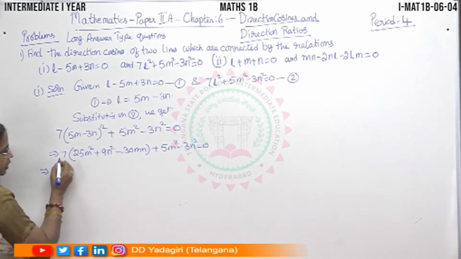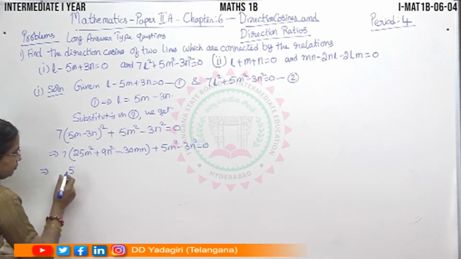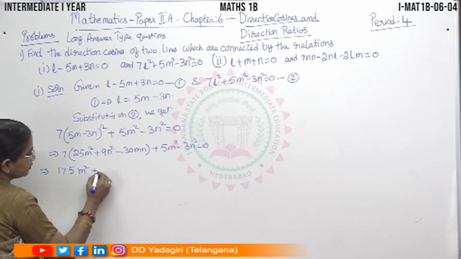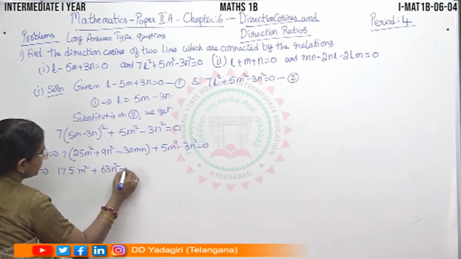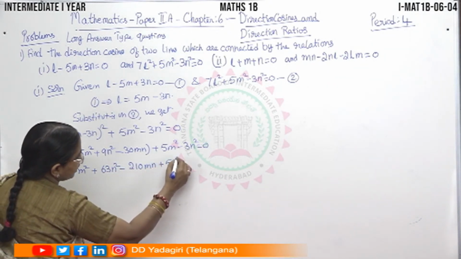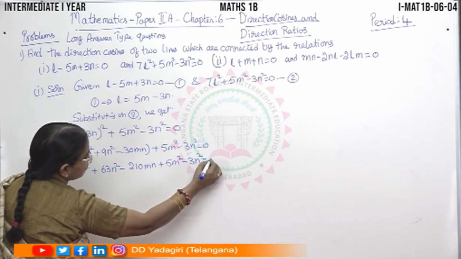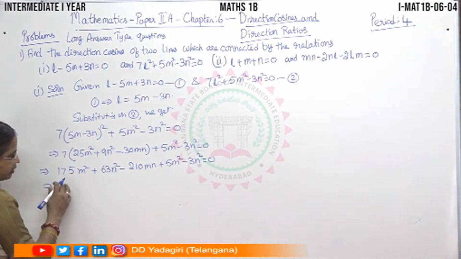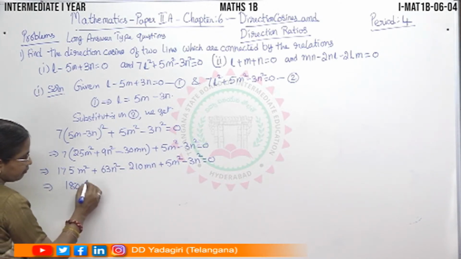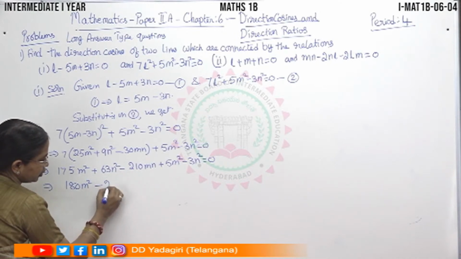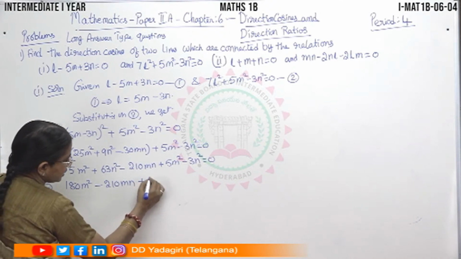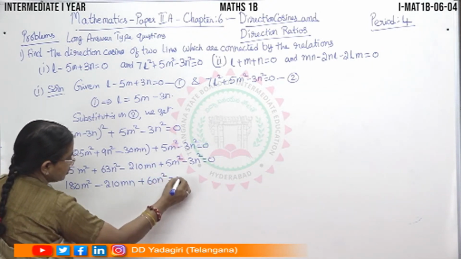Now simplify. 25 into 7, 175m square plus 63n square minus 210mn plus 5m square minus 3n square is equal to 0. Now simplify. 175m square plus 5m square, so it is 180m square, and then this is minus 210mn, and 63 minus 3 is 60, so plus 60n square is equal to 0.